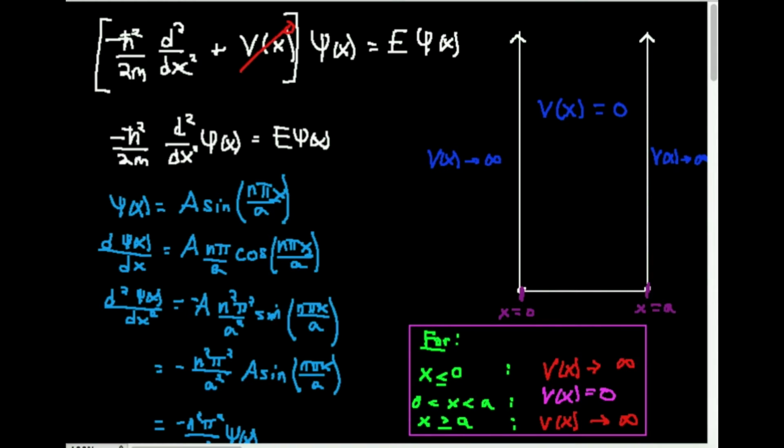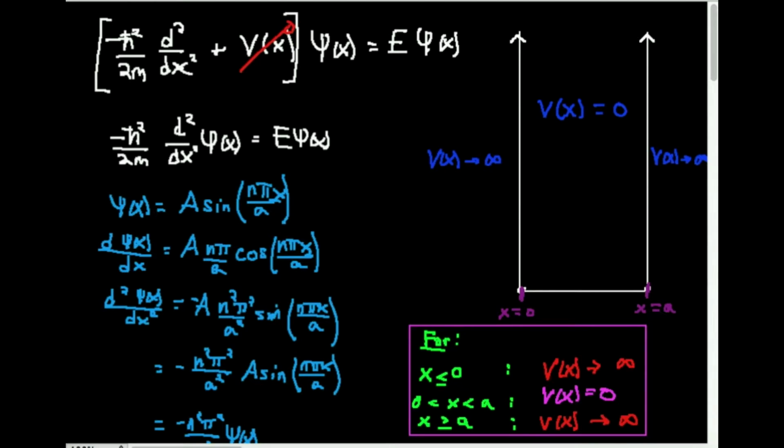So first I'm going to differentiate ψ with respect to x. If I differentiate sine, this is going to be chain rule. The derivative of sine is cosine of nπx over a, but I have to multiply by the factor by which x is multiplied, which is nπ over a. So this is going to be A times nπ over a times cosine of nπx over a. That's the first derivative of the wave function ψ.